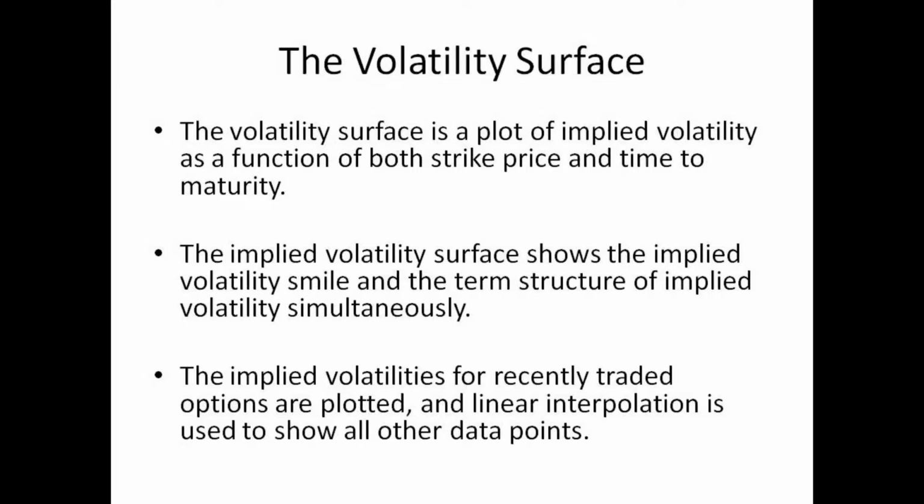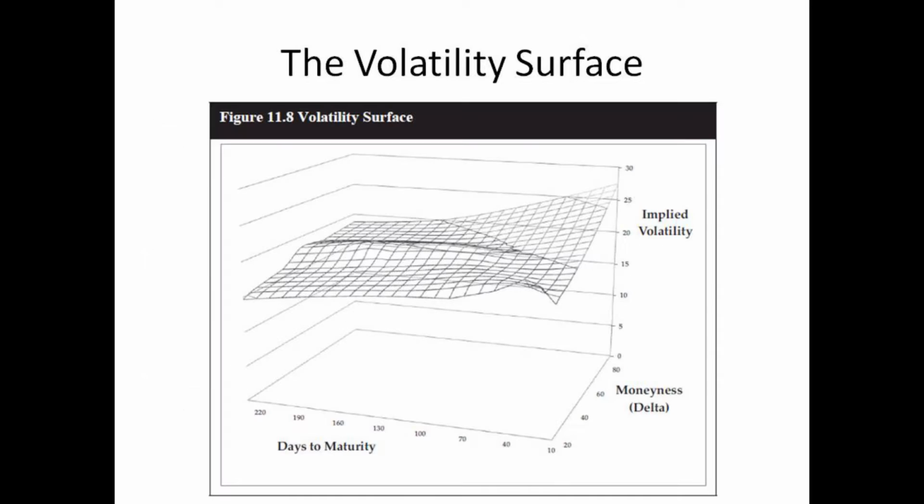So in order to have a more accurate chart, what usually is done is that you plot the recently traded options as the actual implied volatilities they traded at, and then you use a linear interpolation method to show all of the other data points. So then when we move on to our next page, we can see here the volatility surface, figure 11.8 in your textbook, and that is showing you a combination of the smile and the term structure of volatility.